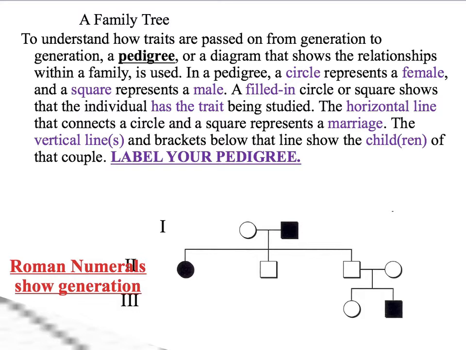Remember, label your pedigree. You're labeling it where you see here a circle represents a female, a square represents a male, so I would put here female, here male, and so on. Go ahead and take a few minutes to label that. If you haven't done so already, go ahead and push pause to get that taken care of.